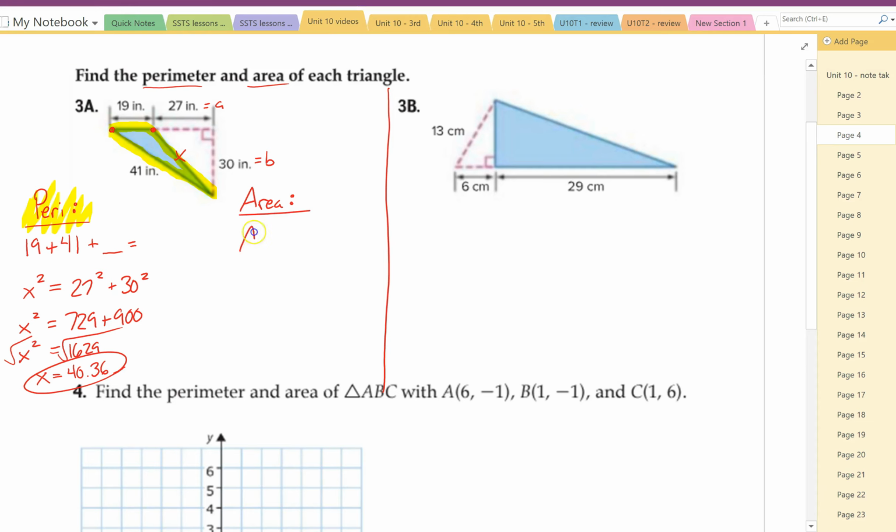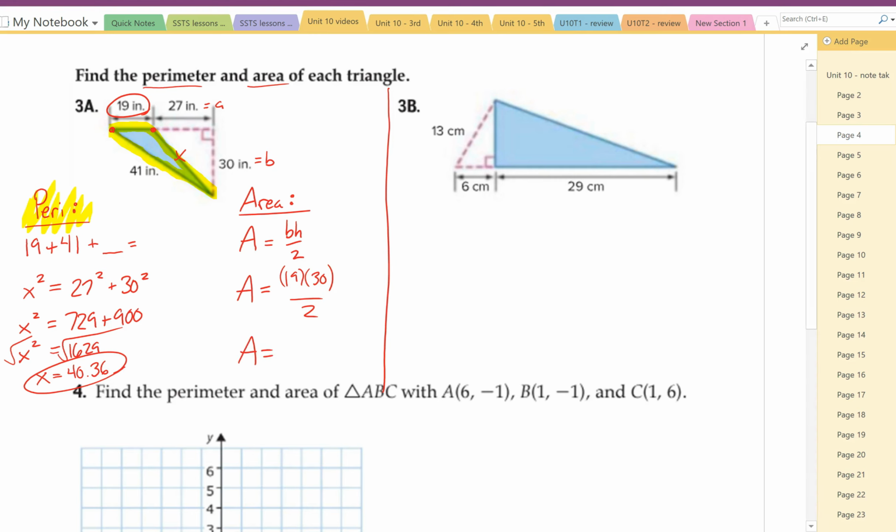Remember the formula? The area of a triangle is base times height over 2. So I need the base and I need the height. Like I said, I'm going to use 19 as my base. It's the flat side, the side that goes left and right. The height, it tells me right here, is 30. So they did a lot of the work for us on this one. The base, I said, was 19. The height is 30. I'm going to multiply those together and divide them by 2.